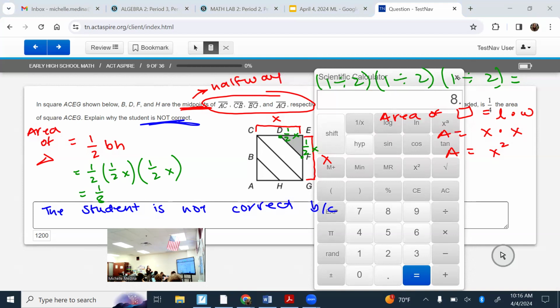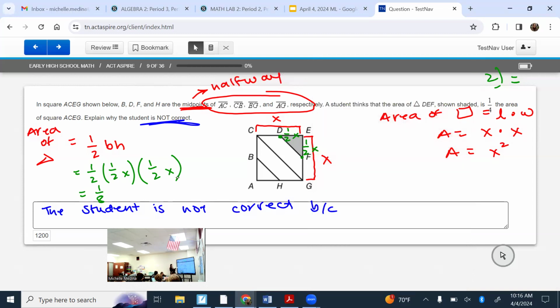Or know your fraction rules. You multiply straight across: 1 times 1 times 1 is 1, 2 times 2 times 2 is 8. And then x times x times x is x squared. All right, and we know the area of the square is x squared. The area of the triangle is 1/8 x squared. Not 1/4 x squared, like the mistake.